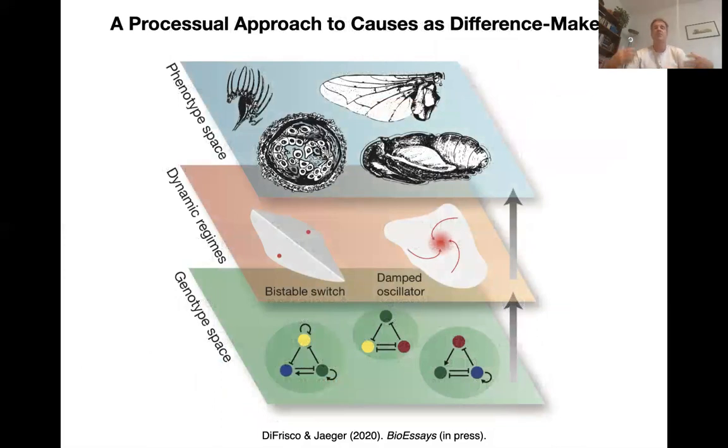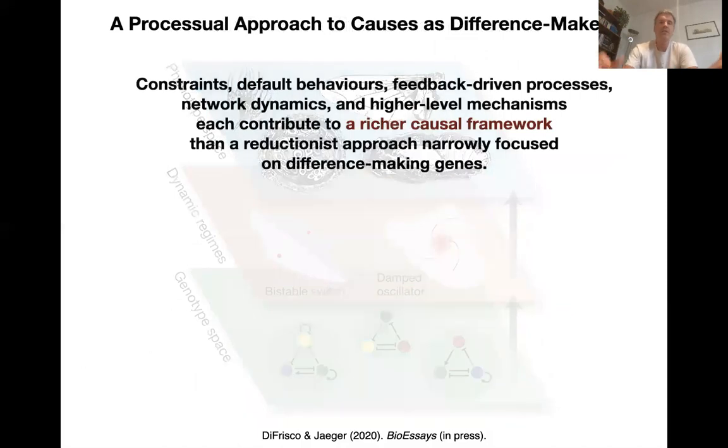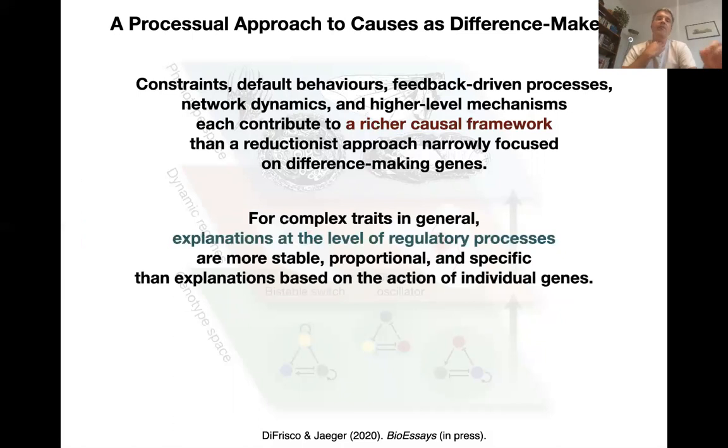So this gives us a much richer picture of the genotype-phenotype map, not just with dynamic regimes, but with multiple levels in between. Basically, we have a picture now with constraints, default behaviors, feedback-driven processes, network dynamics, and higher-level mechanisms. And they amount to a much richer causal framework than the reductionist approach, narrowly focused on difference-making genes alone, okay? And for complex traits in general, this is the point of this lecture.